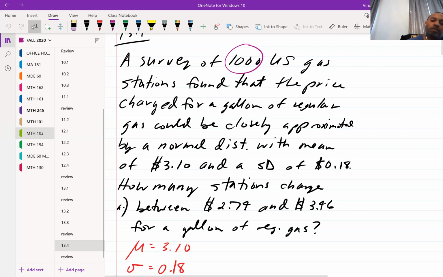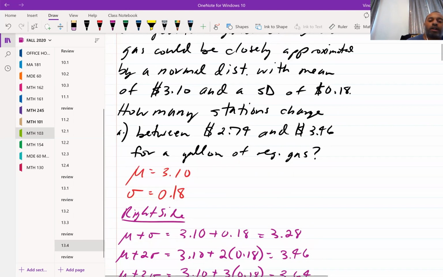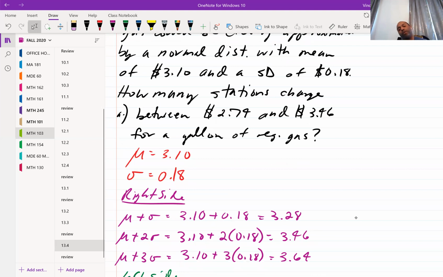All right. So let's look at taking our information, and this is once again using the empirical rule. We're going to take our standard deviation and our mean. They gave that to us, 3.10 and 18 cents. Find the right side of our empirical rule. So we take 3.10, add 18 cents to it 3 times. So that'd be $3.28, $3.46, $3.64.